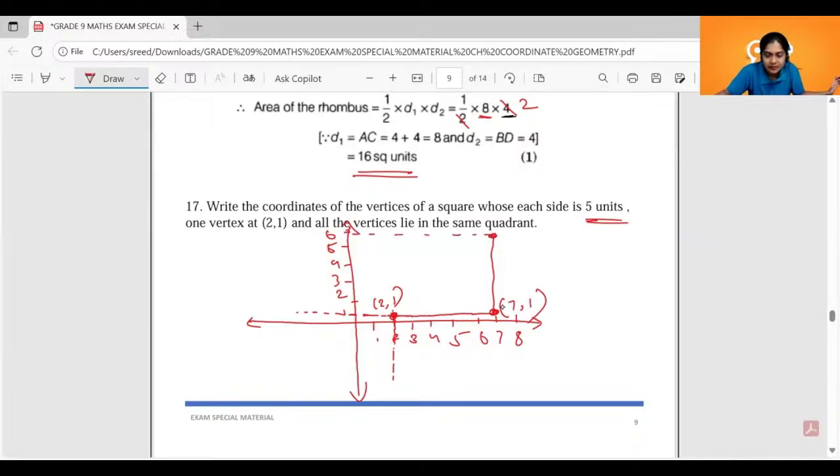If I go 5 units to the top, where will I reach? Y coordinate 6, correct? So the x coordinate will be from 7 only, right? The x coordinate is 7, the y coordinate is 6, correct? And here also I'm moving 5 units to the left-hand side, right? So where would I reach? The x coordinate is 2, the y coordinate is 6, correct? So 2, 6 will be my point. So I'm just joining this now.